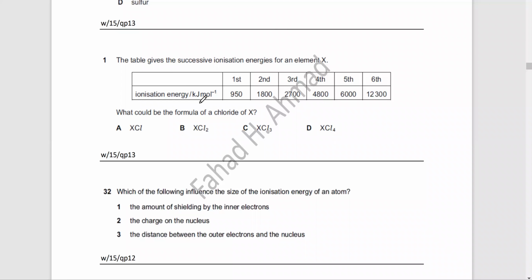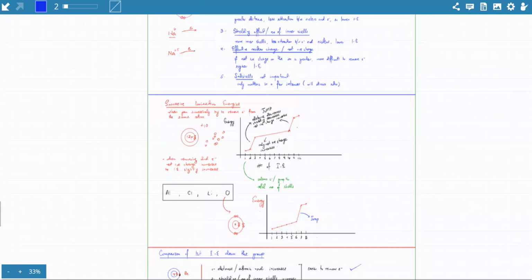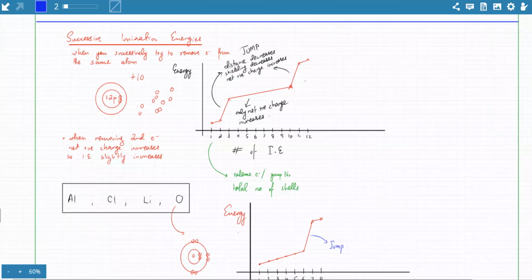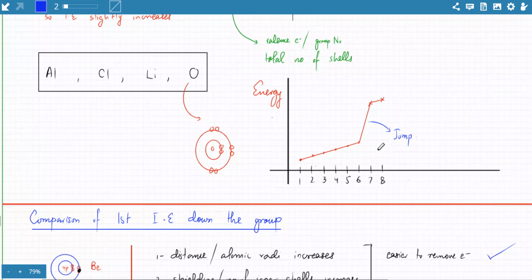He's saying, what could be the formula of the chloride of X? First thing, which group is it in? Now, this question is related to successive ionization energies, where you're trying to remove electrons from the same atom. How did successive ionization energies work? You're trying to remove electrons from the outside. The first six ionization energies would be low. And then all of a sudden, when you're trying to remove the seventh electron, which is very close to the nucleus, there's going to be a huge jump.